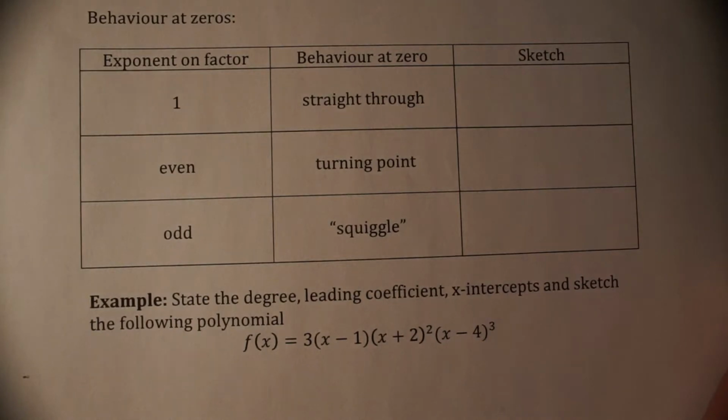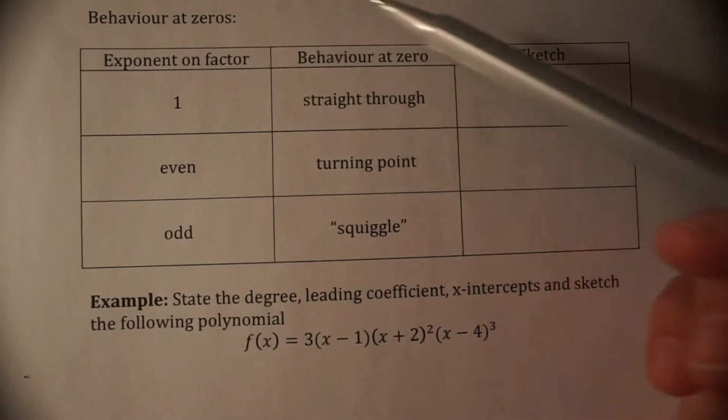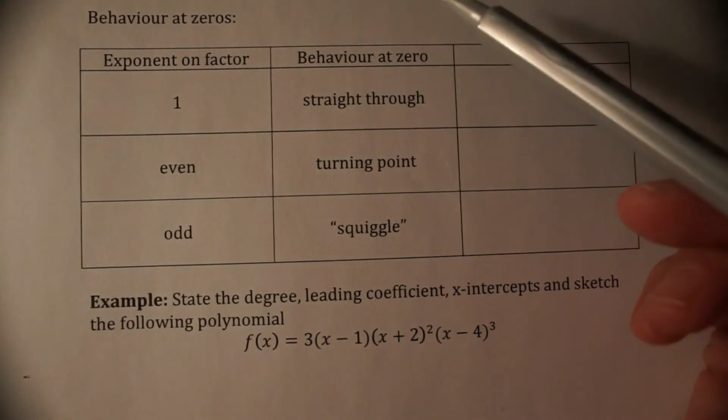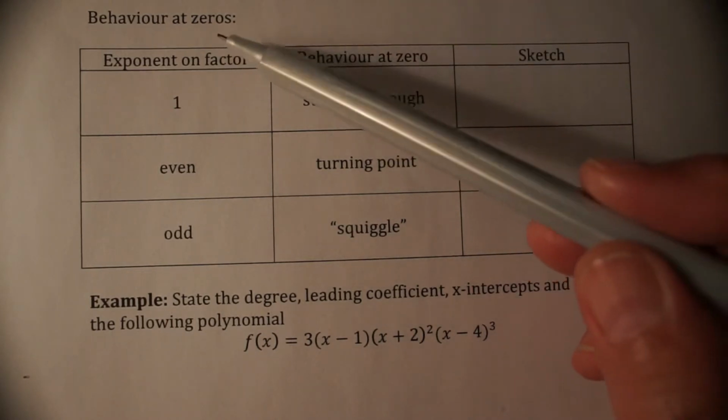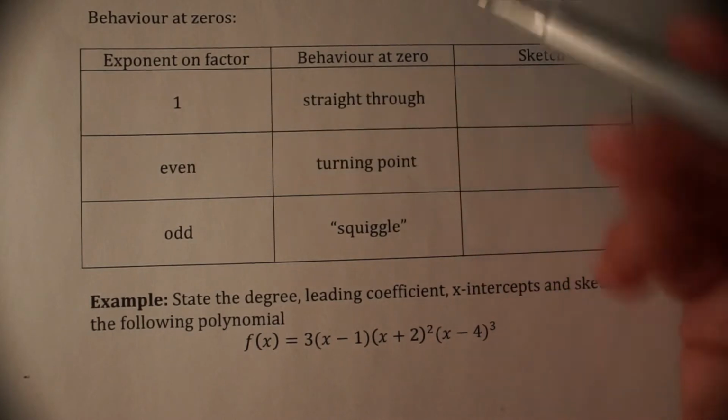Okay, in this lesson we're talking about the behavior of the function at the zeros, at the x-intercepts. Now, we can find the x-intercepts, the zeros, by looking at the function in factored form. Whatever would make those little factors equal to 0, that's where my zeros are going to be. But what we're looking at here is what happens when we have an exponent on our factor.